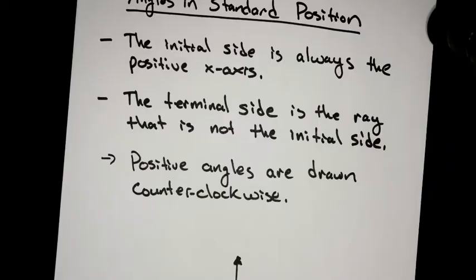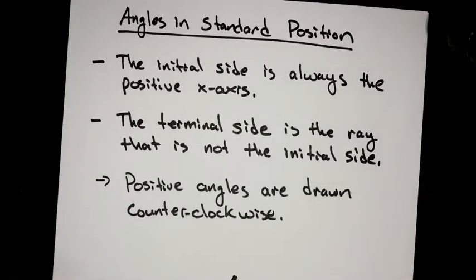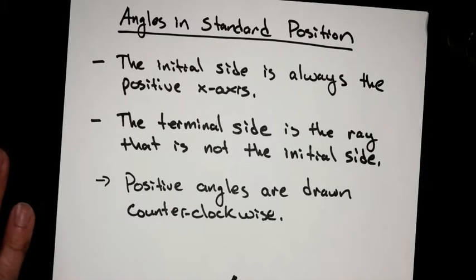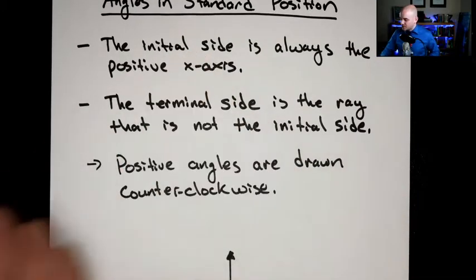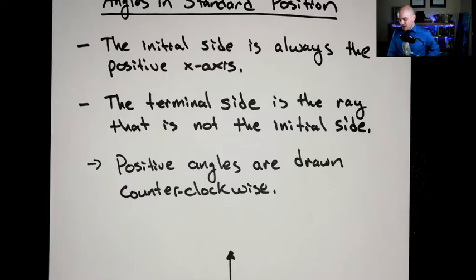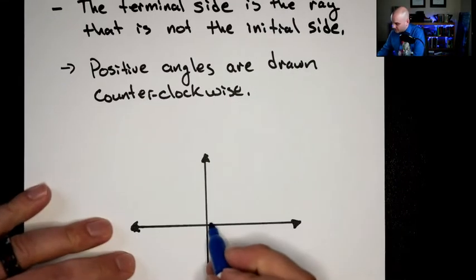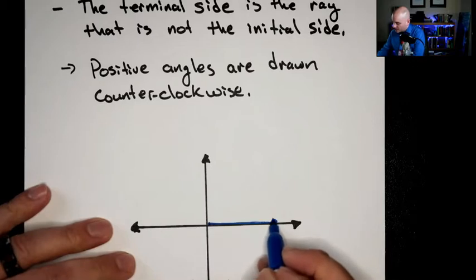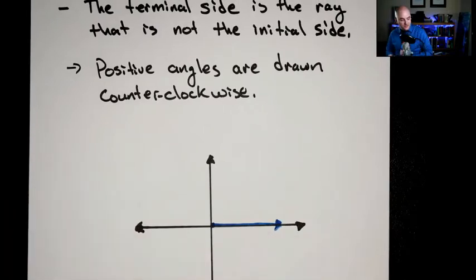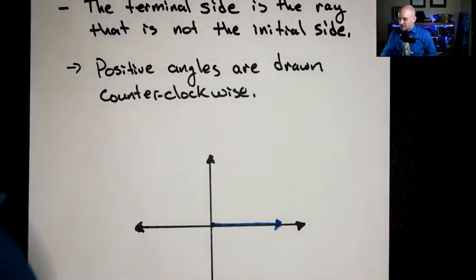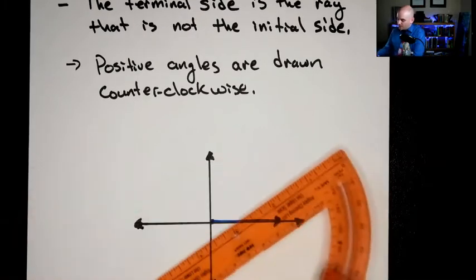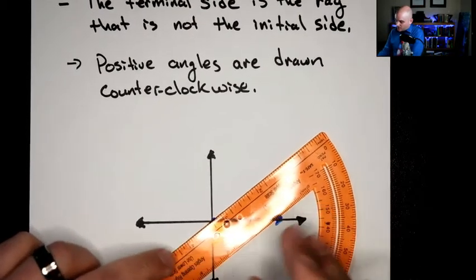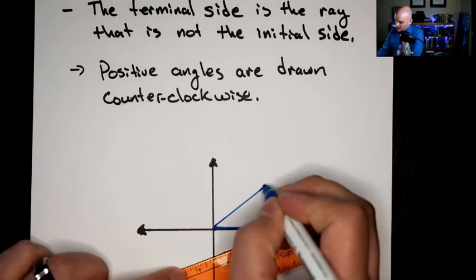Let's take a look at what we define as a few things in our standard position. One is that the initial side is always the positive x-axis. So we're thinking about basically two rays that are meeting each other, and we're going to call one side the initial side right here, and it's always on the positive x-axis. So something like this right here. There's our positive x-axis. The initial ray is always over there. And then the terminal side is the side that is not the initial side. So here's our initial side. If we were to draw a terminal side, say here in quadrant 1, this is our terminal side.